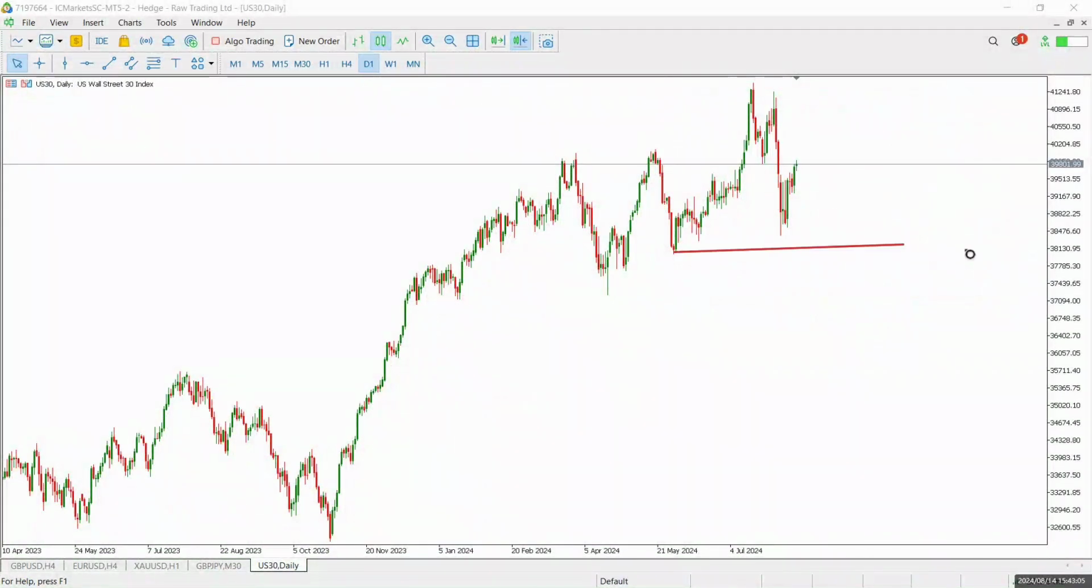Okay, so now we are going to take this low right here and take this high right here to the 4 hours time frame to look for a trade entry opportunity within this 4-hour fractal.